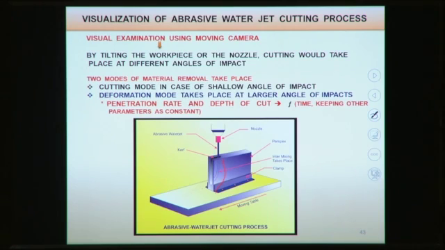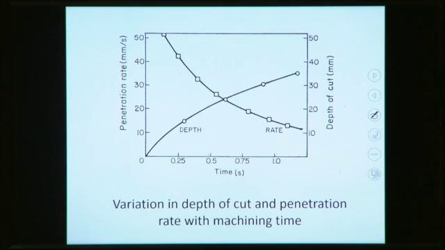So penetration rate and depth of cut are a function of time, keeping other parameters constant. From this graph you can see that depth of cut increases with the machining time, but the penetration rate reduces with machining time. So penetration rate reduces, but the depth of cut increases with the machining time.